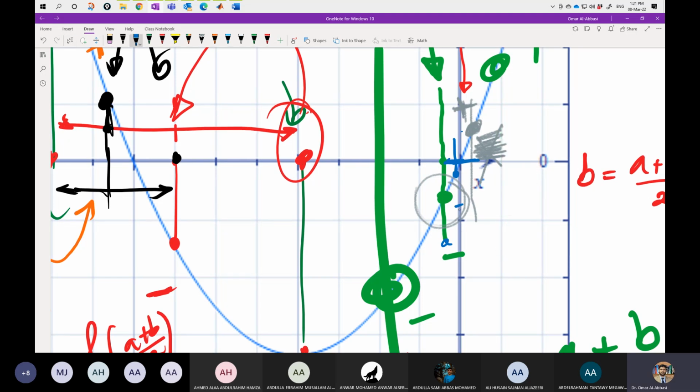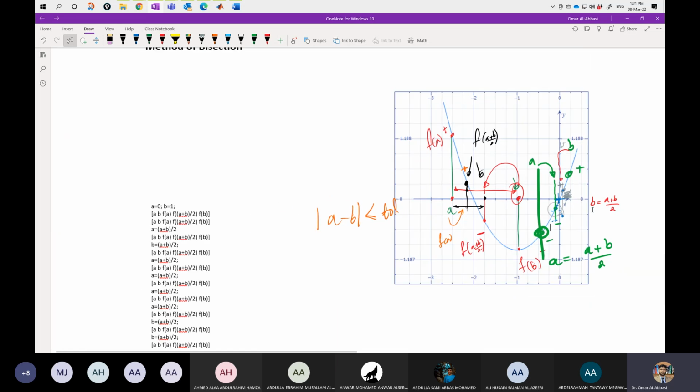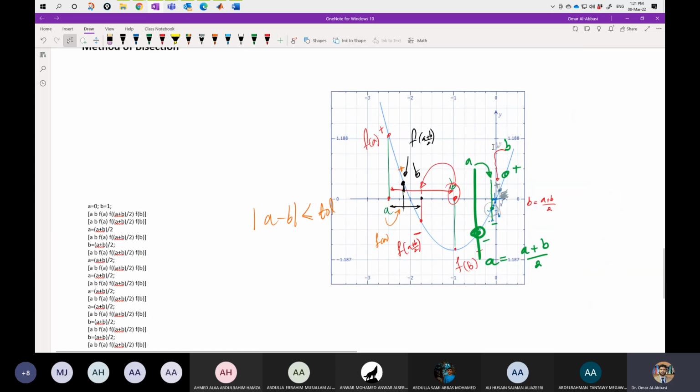Sorry, it's not this B. This is B now. B is positive, A is negative, and at the midpoint, the value is negative as well. We move A. We move A. Why, guys? Because over here there is no solution. Negative and negative, right? So let's do that a bit fast in MATLAB.